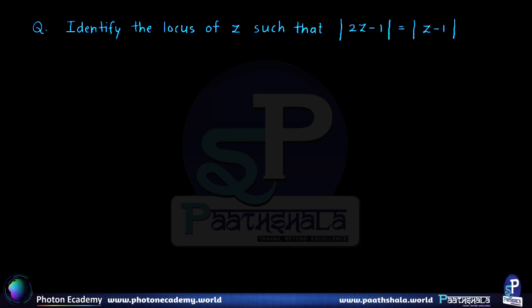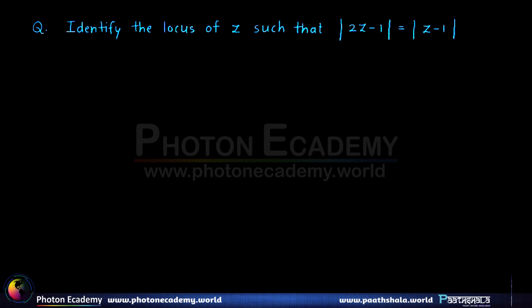Now let us solve a few questions based on the geometry and the standard loci related to complex numbers. So here is the first question. Identify the locus of z such that mod of 2z minus 1 is equal to mod of z minus 1. Now here we see that the modulus of two particular quantities is given to be equal.